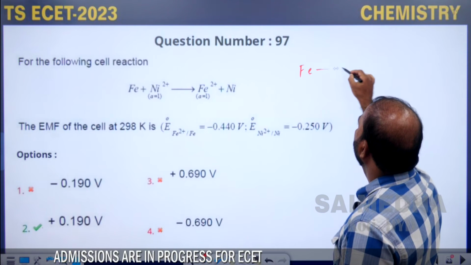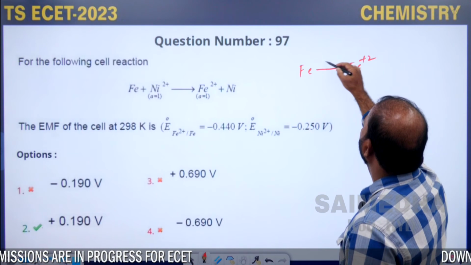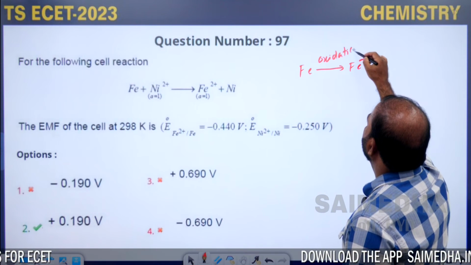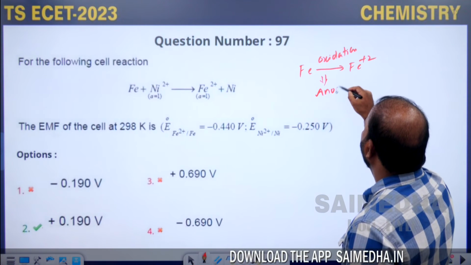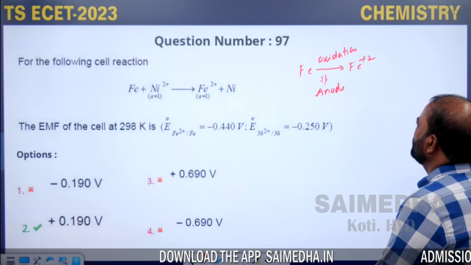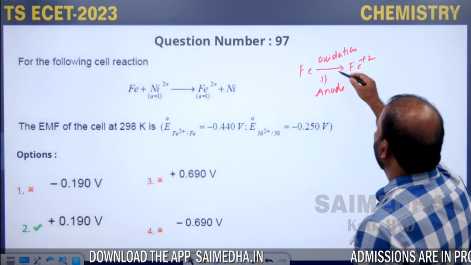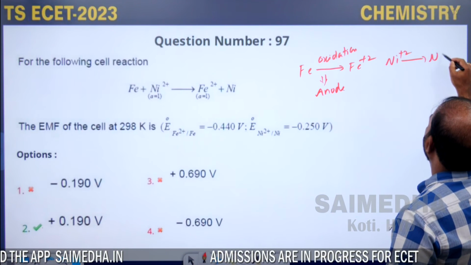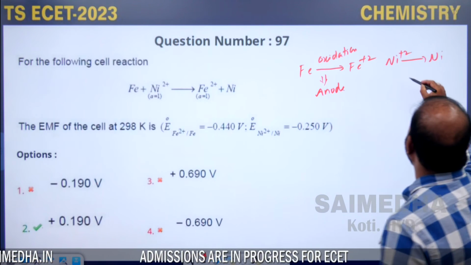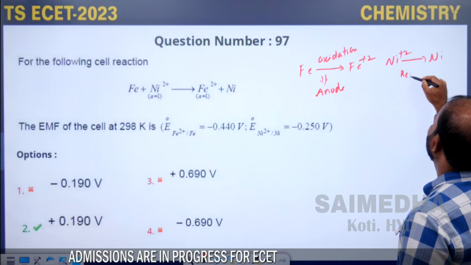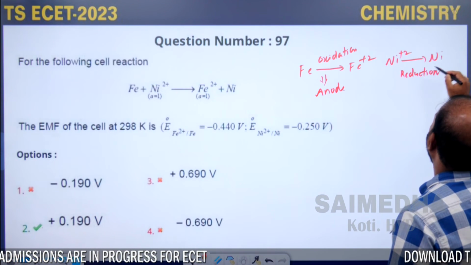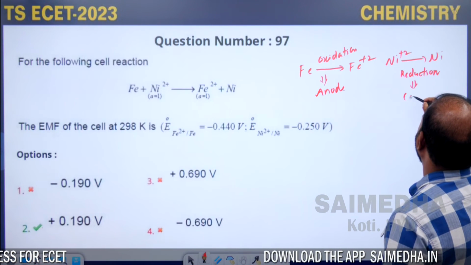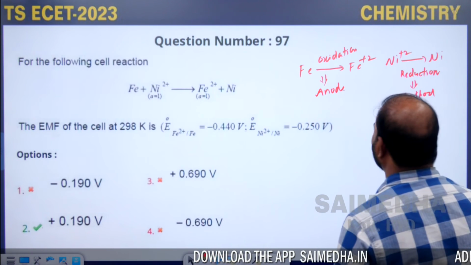For the following cell reaction, see here, he has given this reaction. Fe converted to Fe2+ means 2 electrons were lost, so this Fe undergoes oxidation. So that's why this will act as what? An anode. The metal which undergoes oxidation will be selected as the anode, and now iron is the anode here. Ni2+ gives rise to Ni, so nickel 2+ has accepted 2 electrons, meaning it has undergone reduction.